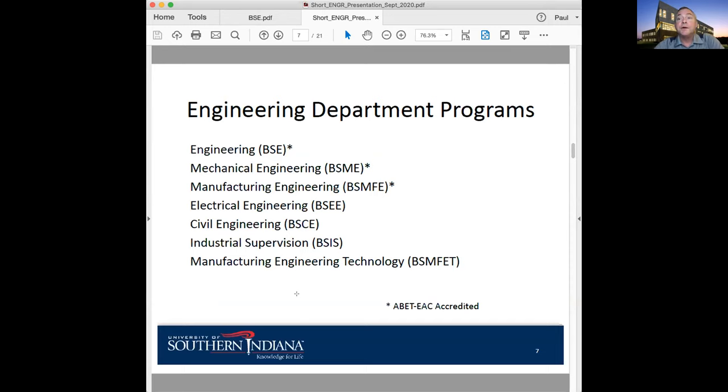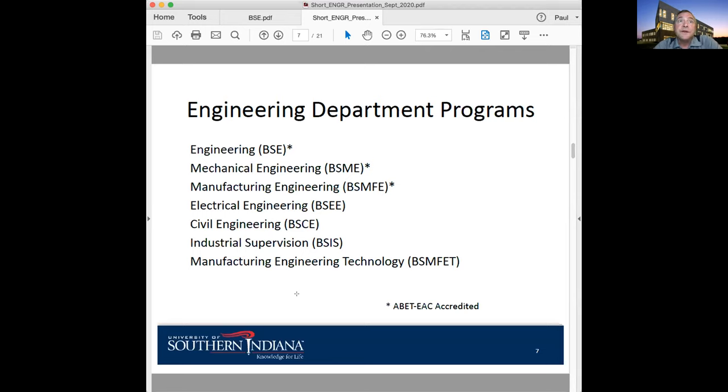With regard to our programs, we actually have 7 bachelor's degree programs now in the engineering department. We've got our flagship degree, which is the BS in engineering, which began in 2002 and has been through now 3 successful ABET accreditation reviews. We have our mechanical engineering degree and our manufacturing engineering degree, which began in fall of 2016. Those are also both accredited through ABET as of now.